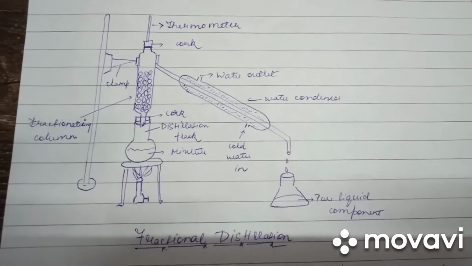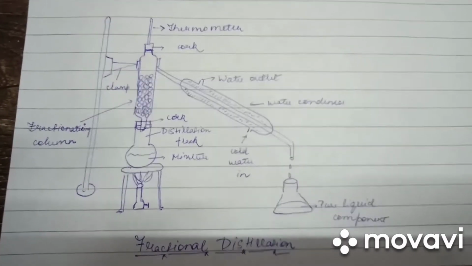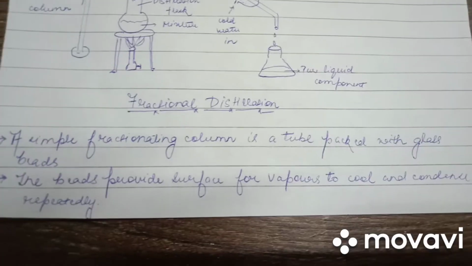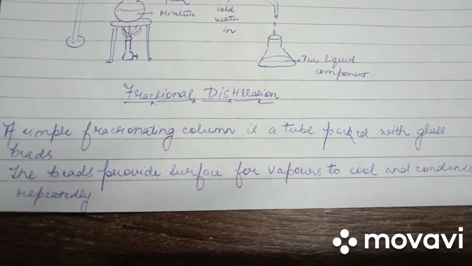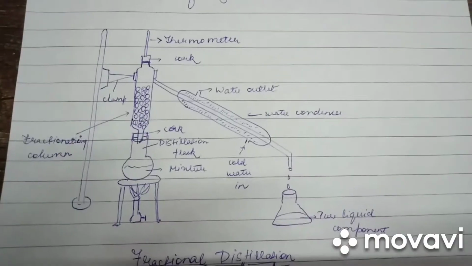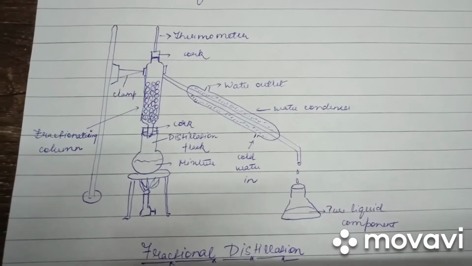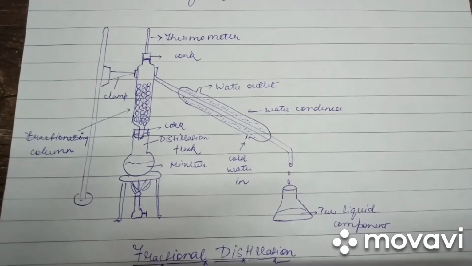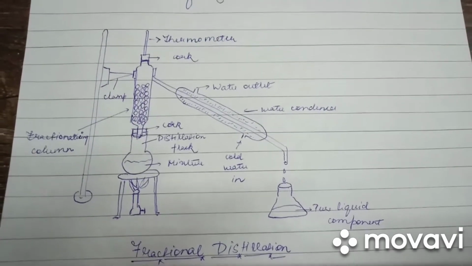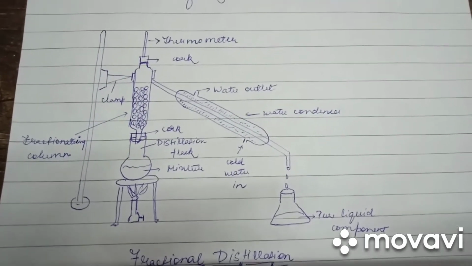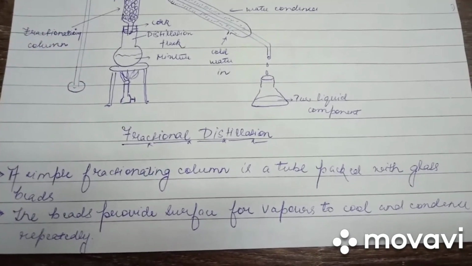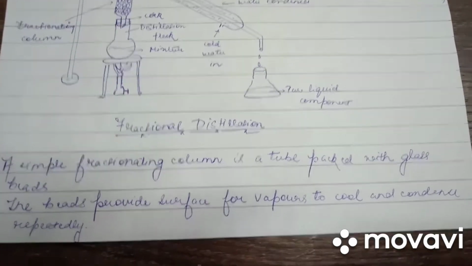Down below we have a detailed figure which gives us an idea of the apparatus of fractional distillation. The beads provide surface for vapors to cool and condense repeatedly. The apparatus in addition consists of a fractionating column which consists of glass beads. Let us now discuss the use of this fractionating column. A simple fractionating column is a tube packed with glass beads.